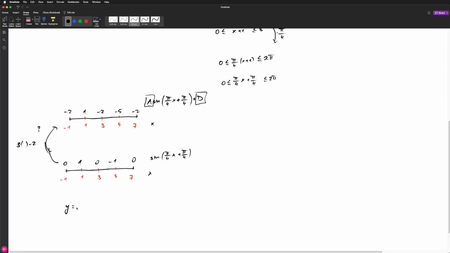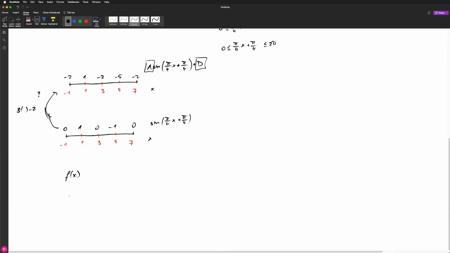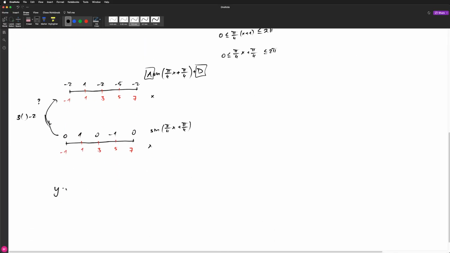So y equals, or f of x, it's asking for the function. What does it ask for? Find an equation. So y equals 3 times sine of pi over 4x plus pi over 4, minus 2. That would be one correct answer.